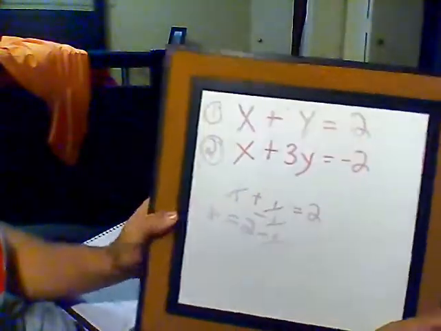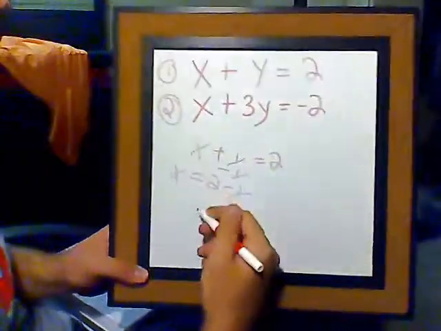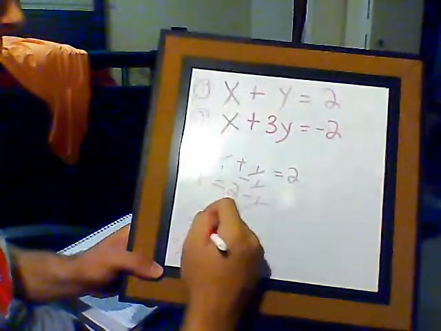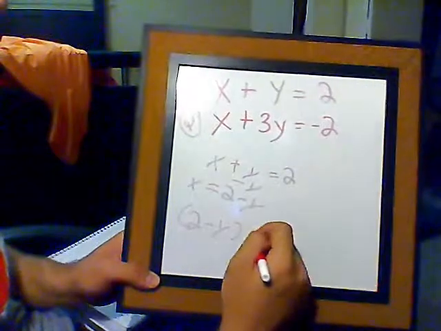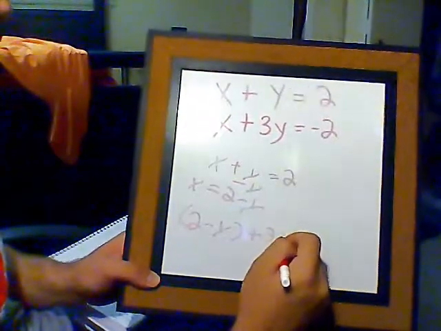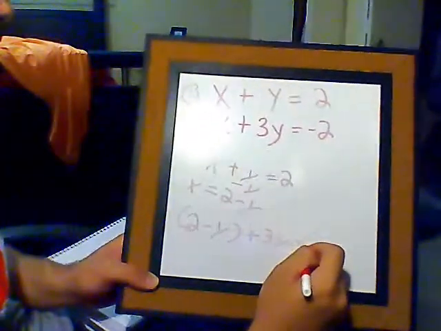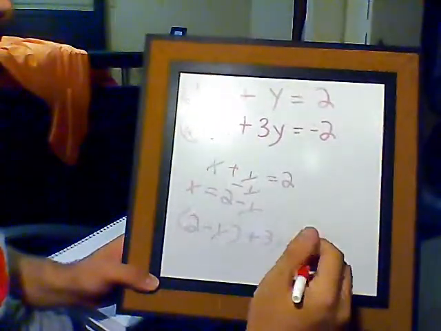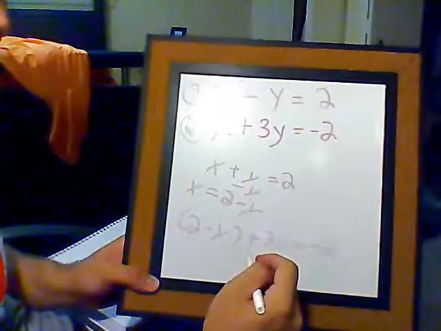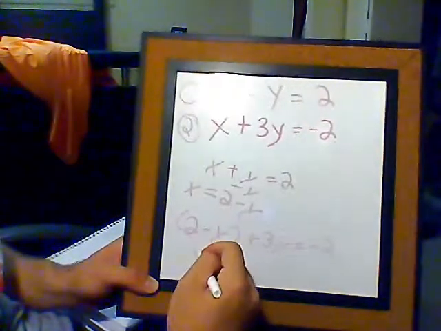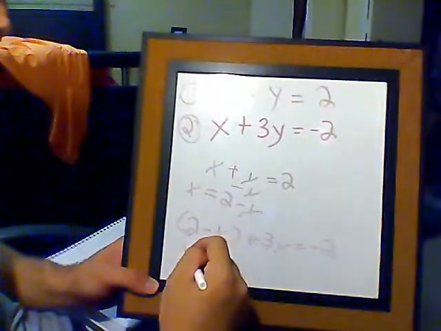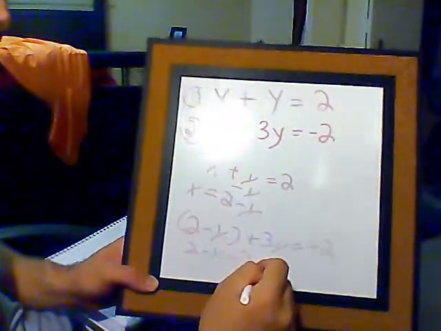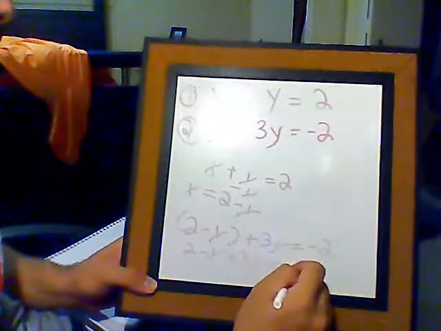Now, I will plug it in for x in the second equation: 2 minus y plus 3y equals negative 2. Now basically all you do is combine like terms, the parentheses are removed, and you have 2 minus y plus 3y equals negative 2.